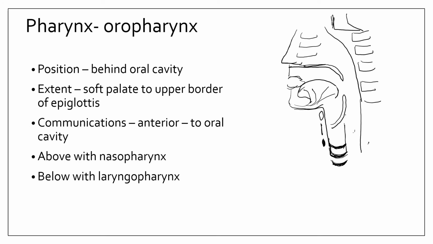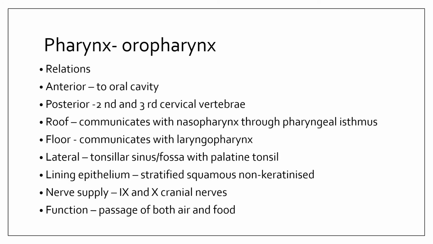Now coming to oropharynx. Oropharynx, as we said, is the part which lies behind the oral cavity and it extends from the lower border of the soft palate to the upper border of the epiglottis. Anteriorly, it communicates with the oral cavity here, and above with the nasopharynx and below with the laryngopharynx. What are the relations? Anteriorly, definitely related to oral cavity. Posteriorly, it is related to the second and third cervical vertebra. The roof communicates with the nasopharynx through the pharyngeal isthmus.